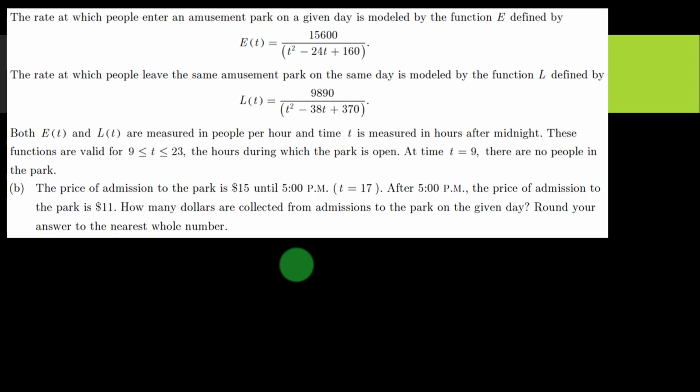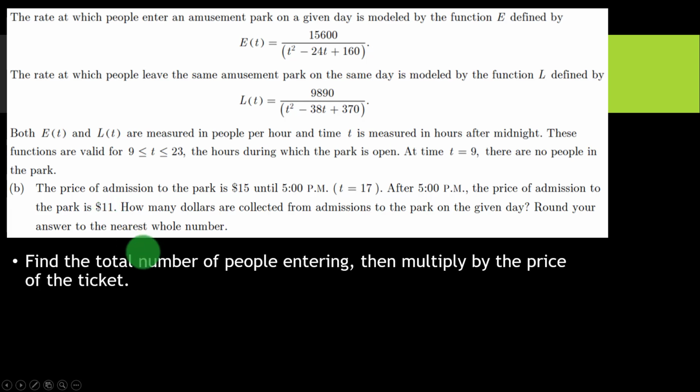So multiplication is key here. If we know how many people entered the park by 5 p.m., then we can multiply that by 15. And then if we know how many people entered the park after 5 o'clock, we can multiply that by 11 to get the total amount from each of those sections.